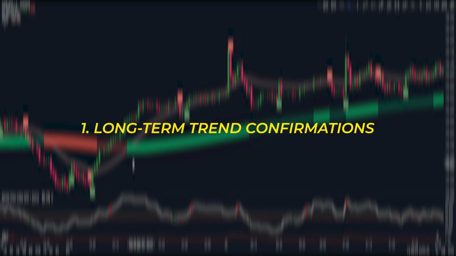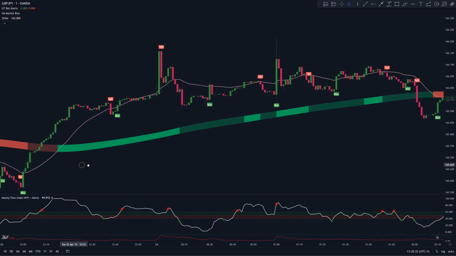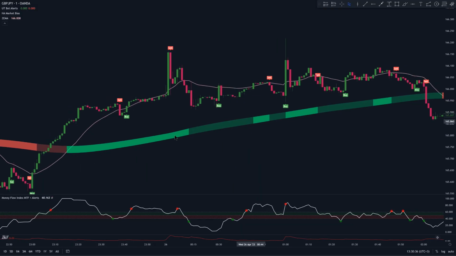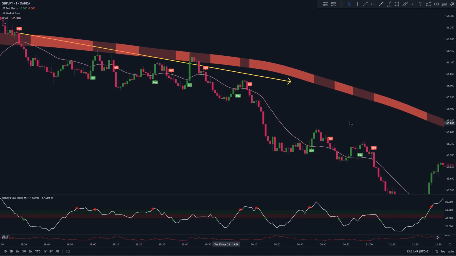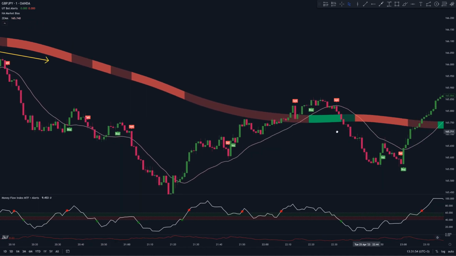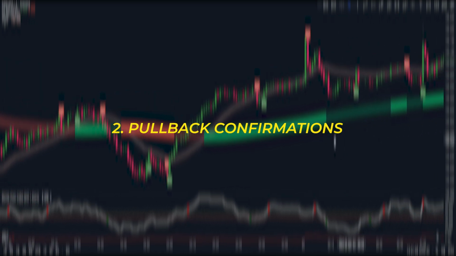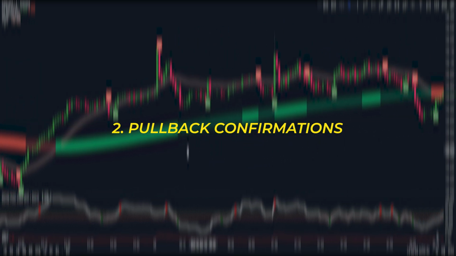Second, the market bias indicator is going to be used for two things. First, long-term trend confirmations. When it's colored green and the price is trading above it, that indicates a bullish trend. Conversely, when it's colored red and the price is trading below it, that indicates a bearish trend. Another use for the market bias indicator is going to be pullback confirmations. I'm going to show you what that means in the next few minutes with an example.